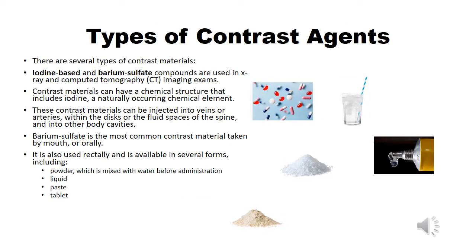There are several types of contrast materials. Iodine-based and barium sulfate compounds are used in X-ray and computed tomography, CT, imaging exams. Contrast materials can have a chemical structure that includes iodine, a naturally occurring chemical element. Barium sulfate is the most common contrast material taken by mouth, or orally. It is also used rectally and is available in several forms, including powder, which is mixed with water before administration, liquid, paste, and tablet.